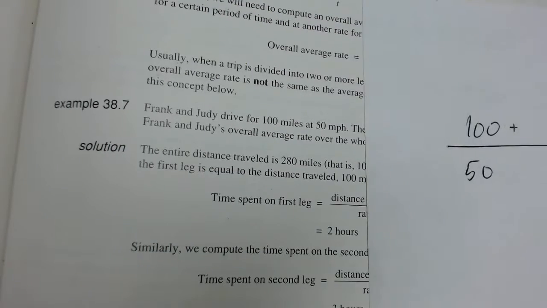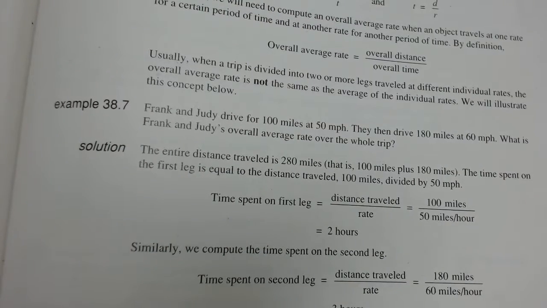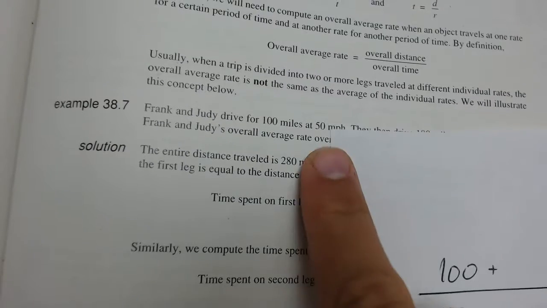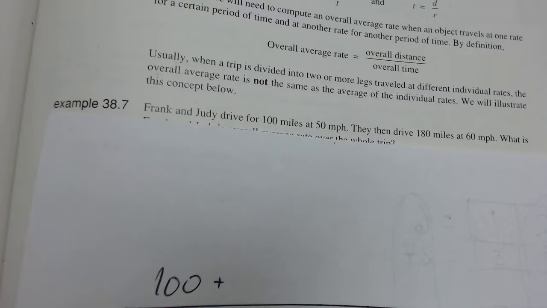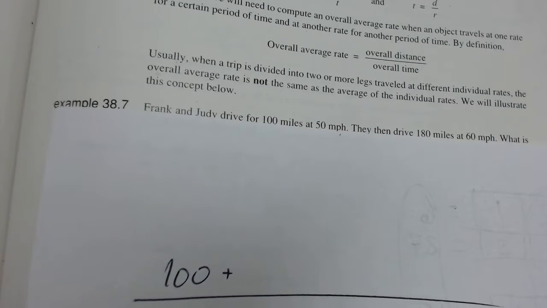I need to add up their time, sorry. So if they travel 100 miles at 50 miles an hour, how long were they traveling for that 100 miles? That's easy, 2 hours, right? 50 miles per hour times 2 hours, 100 miles. So the first distance is going to be 100, first time is going to be 2 hours.